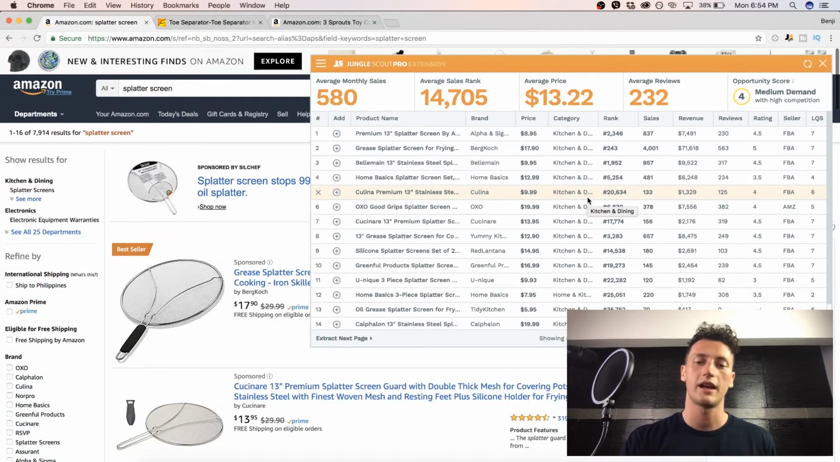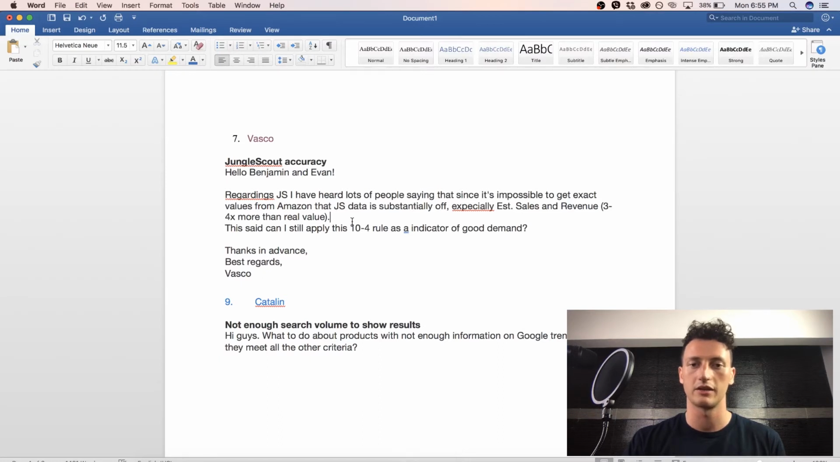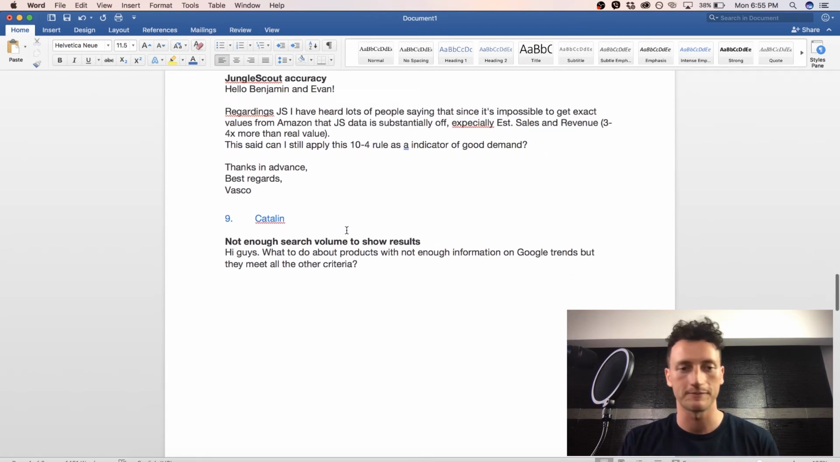It may not be 100% accurate, but it also compares the products against each other. So it's still going to be a relative scale, and you're still going to see who's doing the best and who's doing the worst. I've actually had Jungle Scout underestimate my sales by quite a bit as well. So I think the people telling you that Jungle Scout is off, I'd like to hear from them specifically, but I don't believe it, because I've seen it myself, and I've launched over 10 products now, 12 products now. So I trust Jungle Scout because it's been useful to me. So yes, the 10-4 rule is a great indicator of demand.